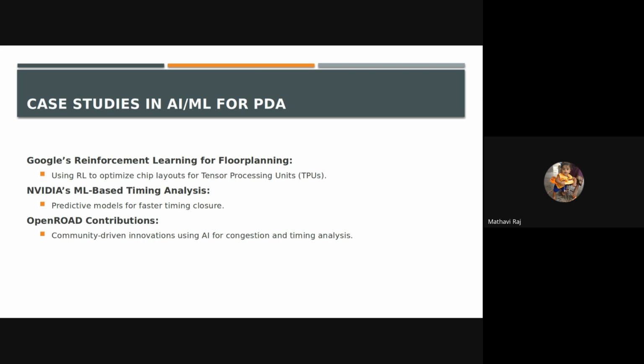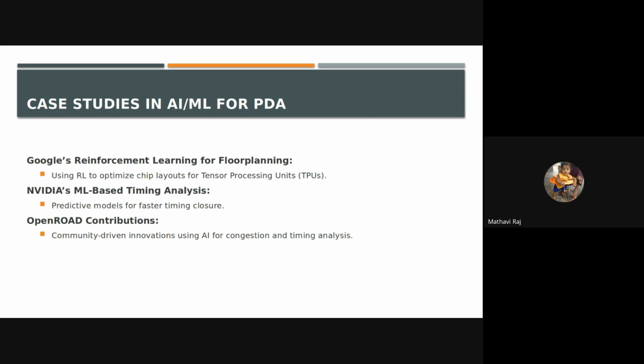NVIDIA's ML-based timing analysis. NVIDIA's approach to using machine learning for timing analysis showcases how AI can significantly speed up and improve the accuracy of timing closure. Traditionally, timing analysis involves verifying the timing of every signal path in the design, ensuring that all signals arrive at the destination within the specified timings.